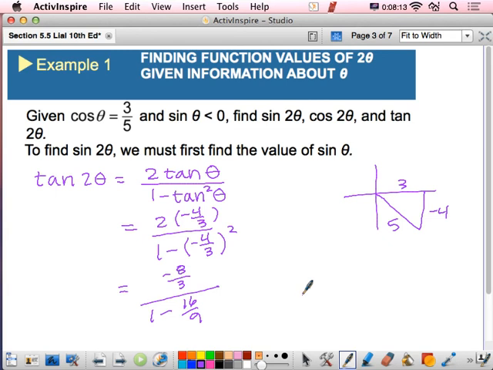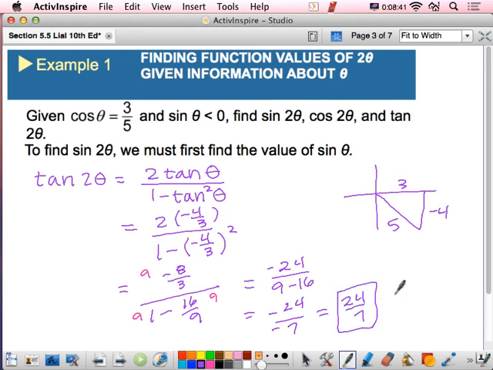So we're going to multiply by 9, multiply by 9, and multiply by 9. So multiply by 9 on top, that gives me negative 24. And on bottom, I get 9 minus 16. So I have negative 24 divided by negative 7 for a positive 24/7. That's a nice answer. That's the tangent of 2 theta. Does anybody have a question before we pause? No questions?